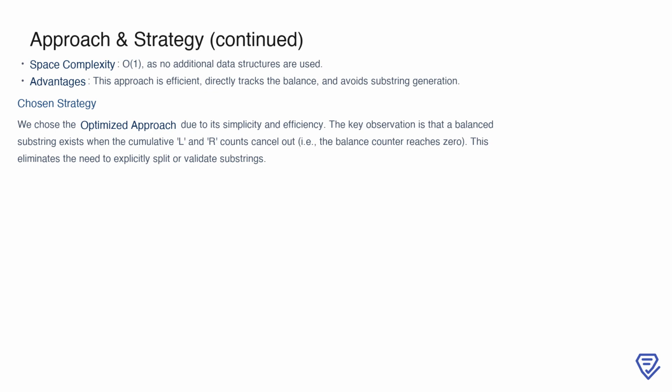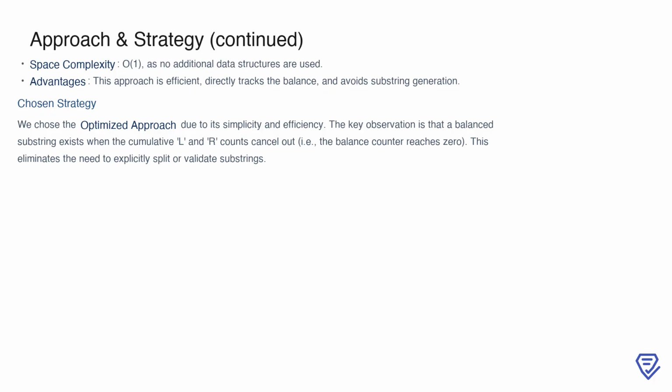The optimized approach also has a significant advantage in terms of space complexity, as it only uses a constant amount of extra space. There's no need for additional data structures to store substrings or perform validations. This makes the algorithm not only faster but also memory efficient. The key insight behind this approach is that a balanced substring occurs when the cumulative counts of L and R cancel each other out, which is precisely what the counter mechanism tracks.